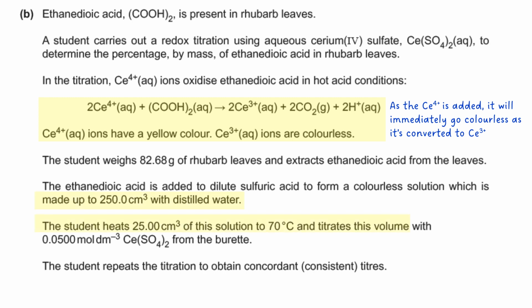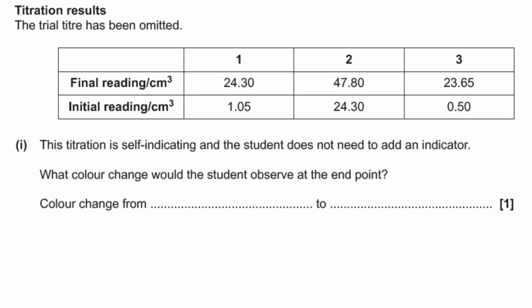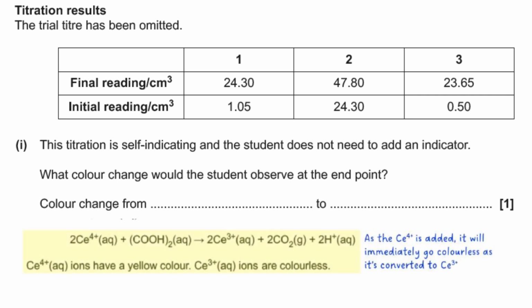Further down, they've got 2 pieces of data. One represents the volume that the original rhubarb leaves dissolved in dilute sulfuric acid have been made up to. And then the second one is the sample from that was used in the titration. So this means there'll be a scaling factor somewhere, which is worth watching out for. So the first part of the question, it doesn't involve the titration results, it involves a color change.